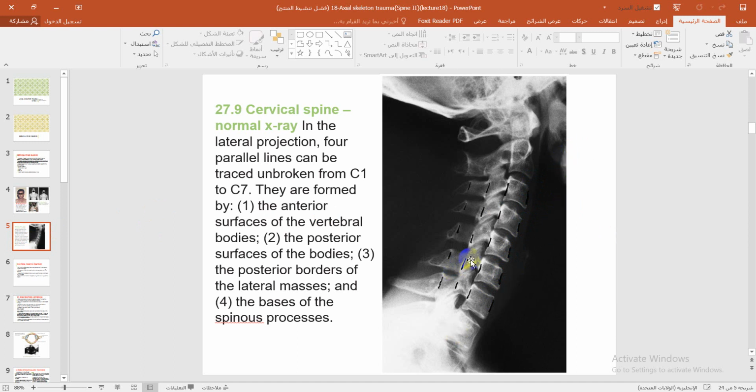The second line is on the posterior surface of the bodies, and the third one is the posterior border of the lateral masses. This is one. And the fourth one is the base of the spinous process. These are 4 uninterrupted lines. These 4 uninterrupted lines must be shown on X-ray to see the normal alignment of the cervical spine.